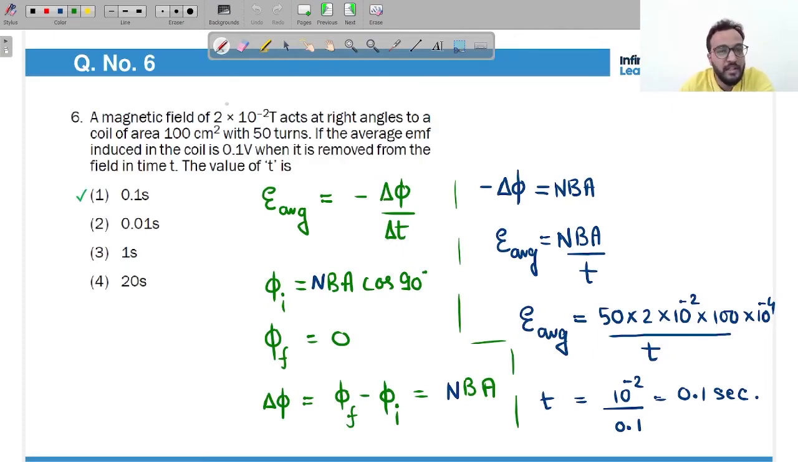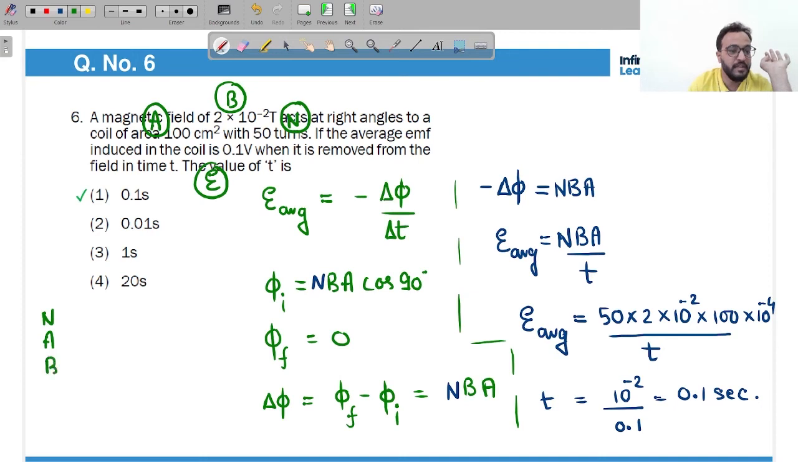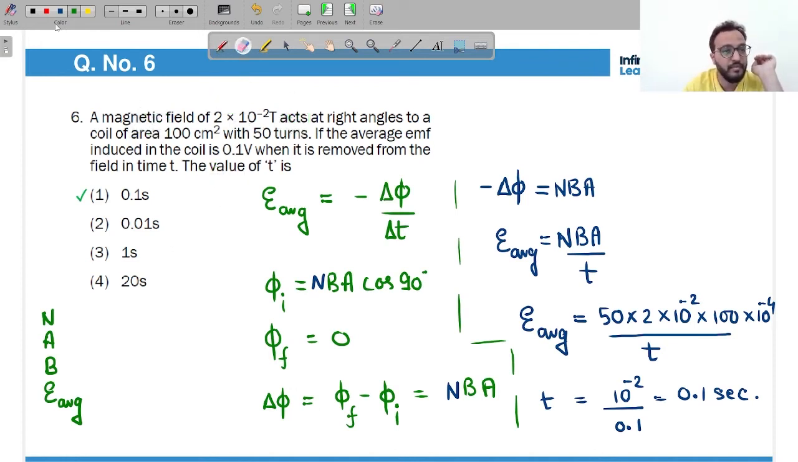This is an interesting one. A magnetic field, so they have given you magnetic field B, acts at right angles to a coil of area. Okay, they have given you area also. They have given you number of turns also. The average EMF induced, that means they have given EMF also. So what are the factors that are given? Number of turns, area vector, magnetic field, and average EMF that is induced. So all these things are already given to you in the question, right? Now what else do they need?